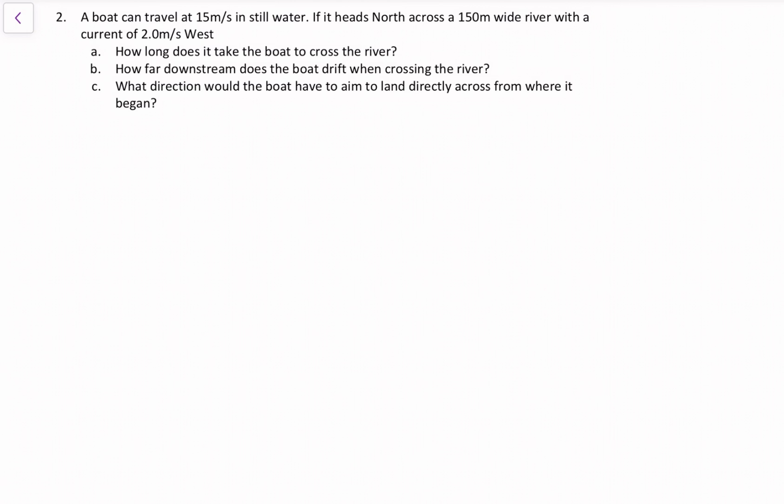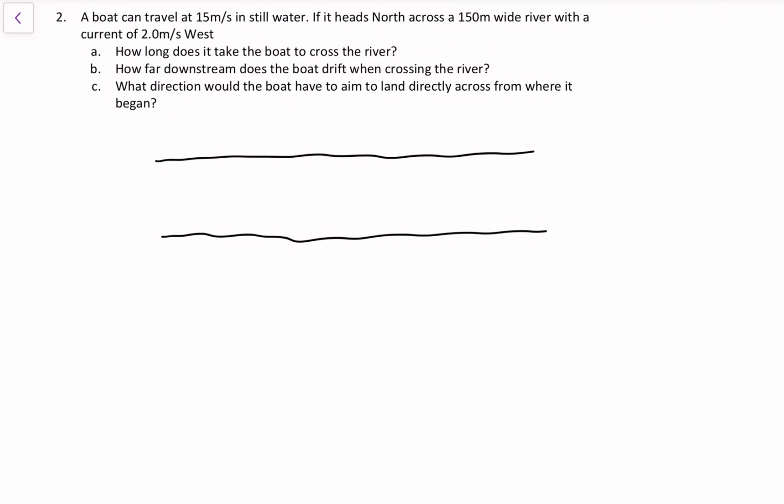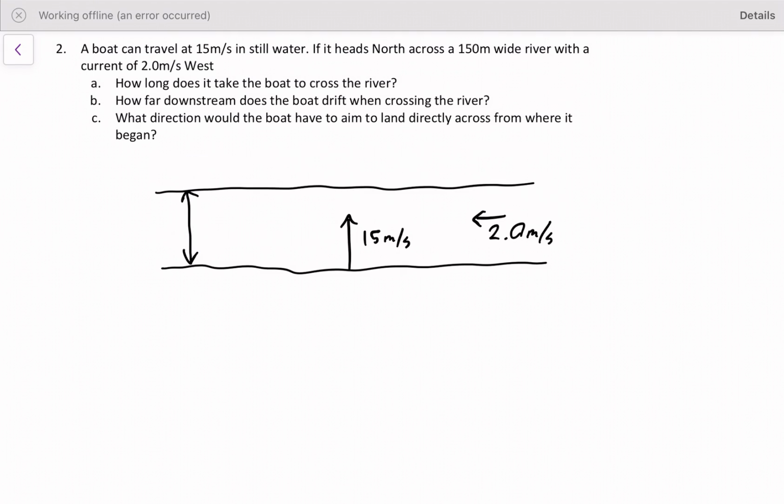So as always, let's start by drawing a picture. So there is our river. We've got a boat traveling at 15 meters per second across the river. We've got a current moving at 2.0 meters per second to the west, and the width of the river is 150 meters.